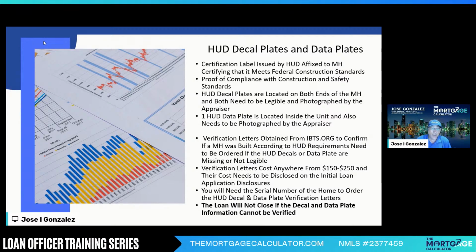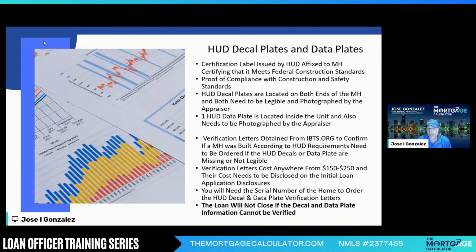So if these data plates are not legible or not located, whatever may be the reason that the appraiser cannot take a picture of it, then you need to obtain verification letters from ibts.org to confirm if the manufactured home was built according to HUD requirements. These verification letters need to be ordered, and they have a cost. The cost can be anywhere from $150 to $250 per letter. The higher cost if you order it as a rush. And their cost needs to be disclosed on the initial loan application disclosures.